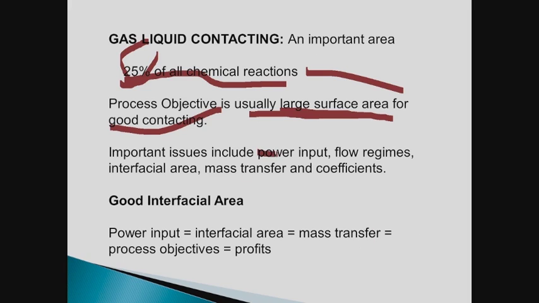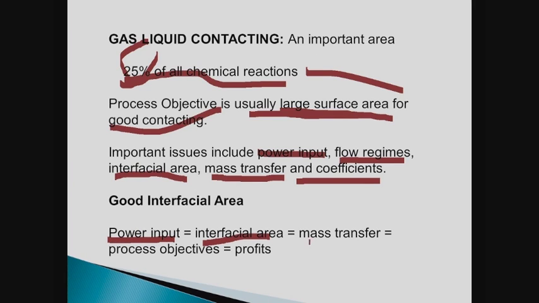Among the things of interest, there's power input, flow regimes, interfacial area, mass transfer, and mass transfer coefficients, which means your power input, interfacial area, and mass transfer, process objectives are then accomplished, and you make profits. So literally, there is a connection between power input, which is a very strange quantity for most people, and profits, which is not strange at all.